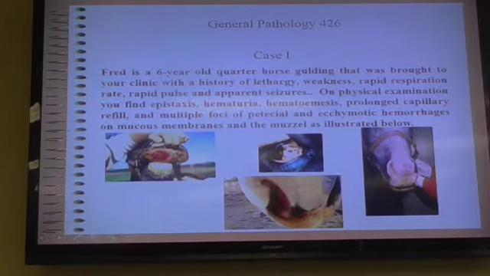Okay, and what about prolonged capillary refill? That says that the circulation is not efficient. Okay, and multiple foci of petechial hemorrhages and ecchymosis. And that's showing you this kind of stuff here on the lip, on the sclera. Which one is this? That's the epistaxis, okay? And on the muzzle, our nose.